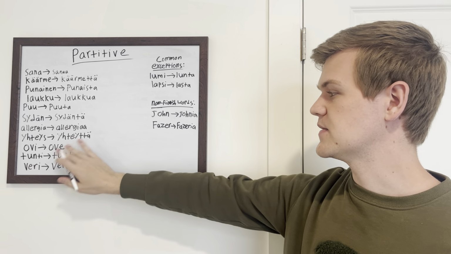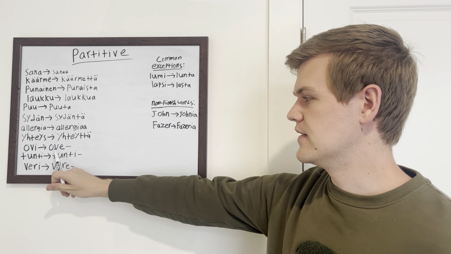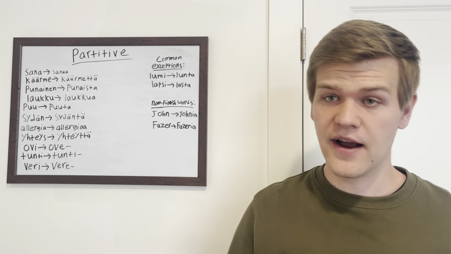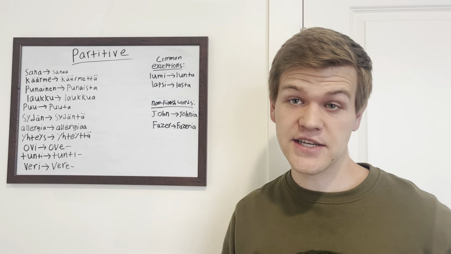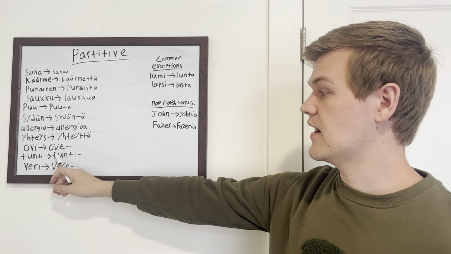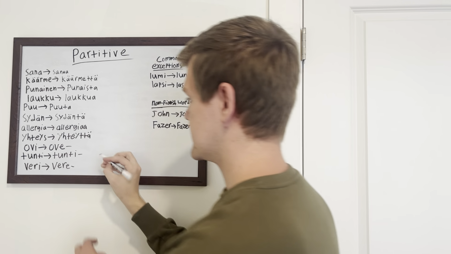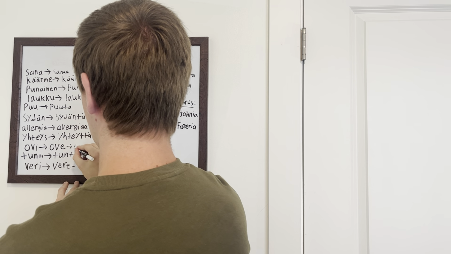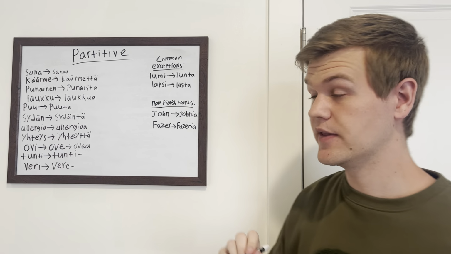So ovi, which means door, we see that its stem is ove. And ve was not any of those letter combinations. We had li, ri, re, ne, le, or he. We see ve is not on there, so we can just add an a right onto the stem. So we can get ovea, so that's partitive on the word door.